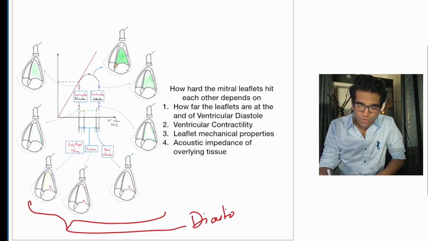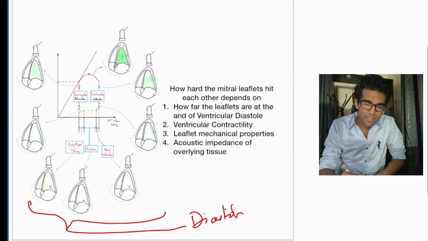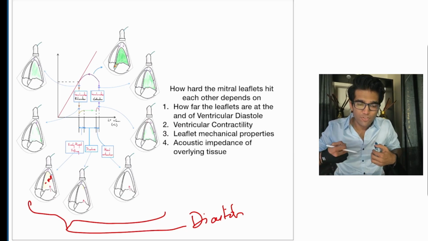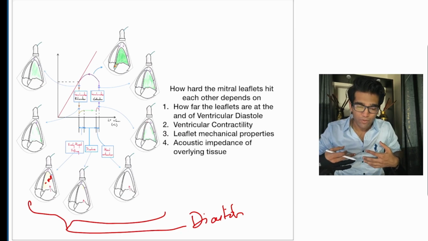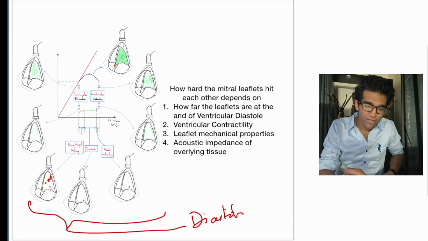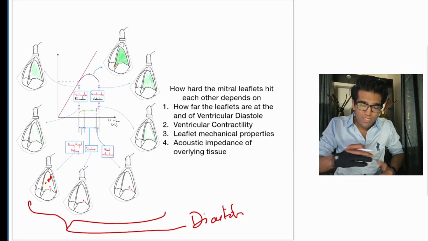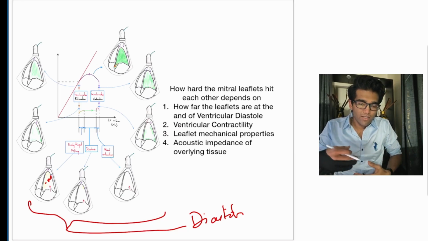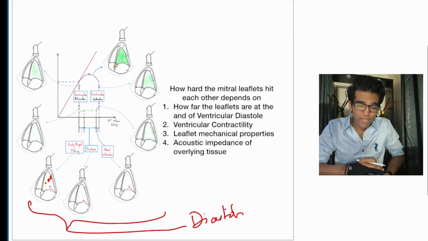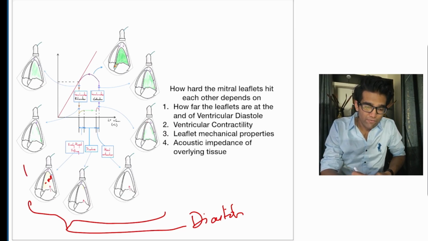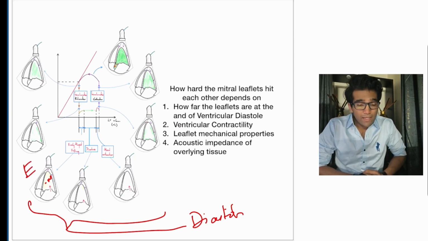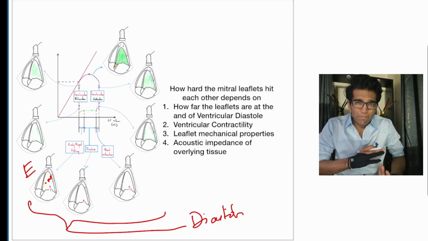Okay, so in this first diagram, what is happening is there's negative pressure inside the left ventricle, and that is pulling the leaflets towards the apex. Okay, and when we do an echocardiogram, which will be our subsequent talk, this movement of the leaflet forms on M mode echocardiography what we call the E wave. Okay, so it actually corresponds to early rapid filling, so E.